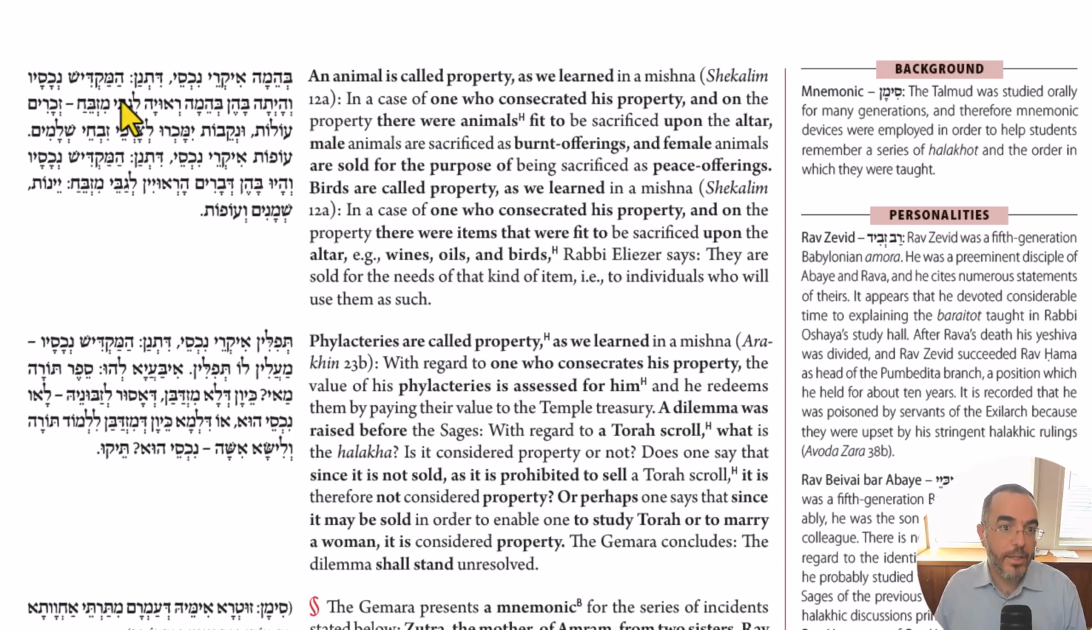Behema ikre nichse ditnan, hamakdish nechasav hayta bahen behema re'uya legabe mizbeach zecharim olot unkebot yimacheru lesorche zibche shelamim. We're going to prove that animals are also included within the category of nechasim, as it says in the Mishnah in Masechet Shekalim. Someone consecrates nechasav, all of his property. And among the things that he owns are animals that are fit to be sacrificed.